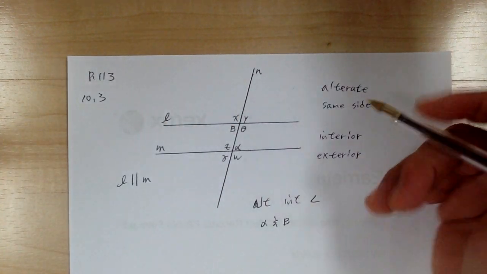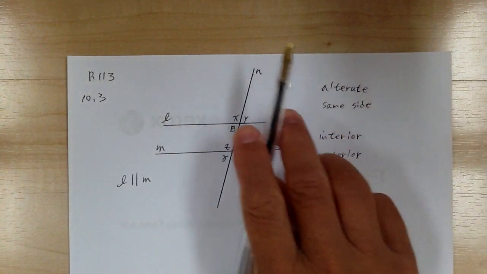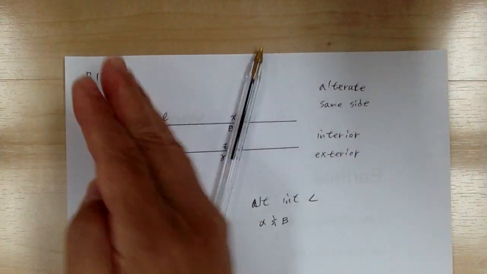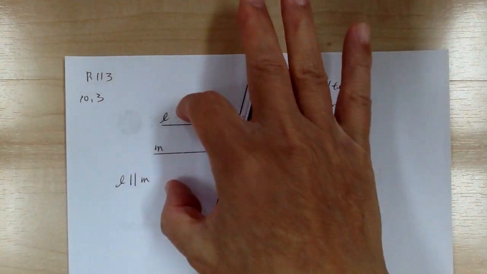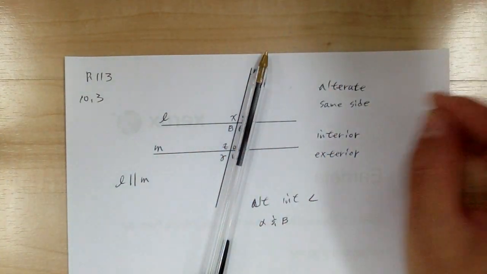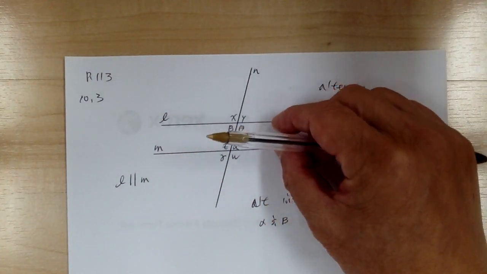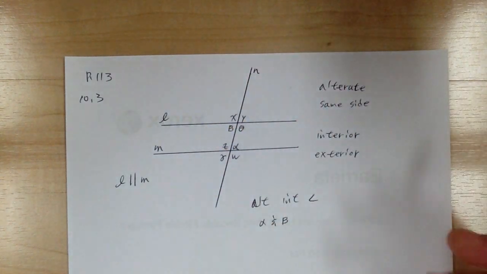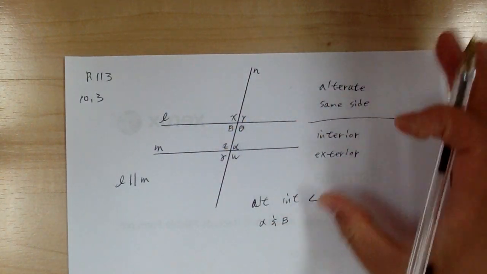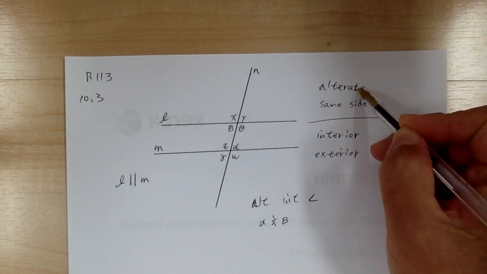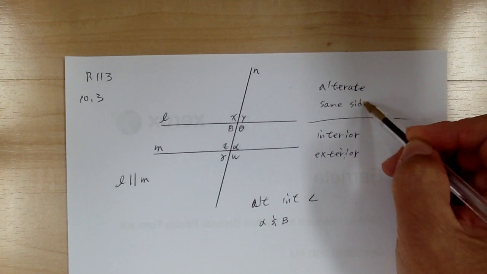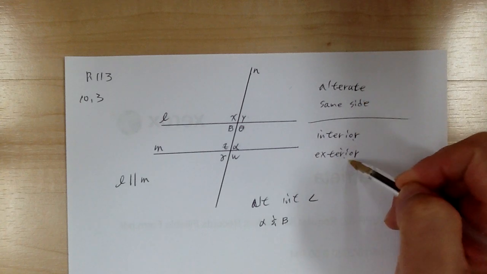Okay, so make sure you understand the terms. Again, alternate means on opposite sides of the transversal. Same side means they're on the same side, either both on this side or both on this side. Interior means inside the parallel lines. Exterior means outside the parallel lines. After that, you can find the different combinations, right? You can have alternate interior angles, alternate exterior angles, same side interior angles, and same side exterior angles.